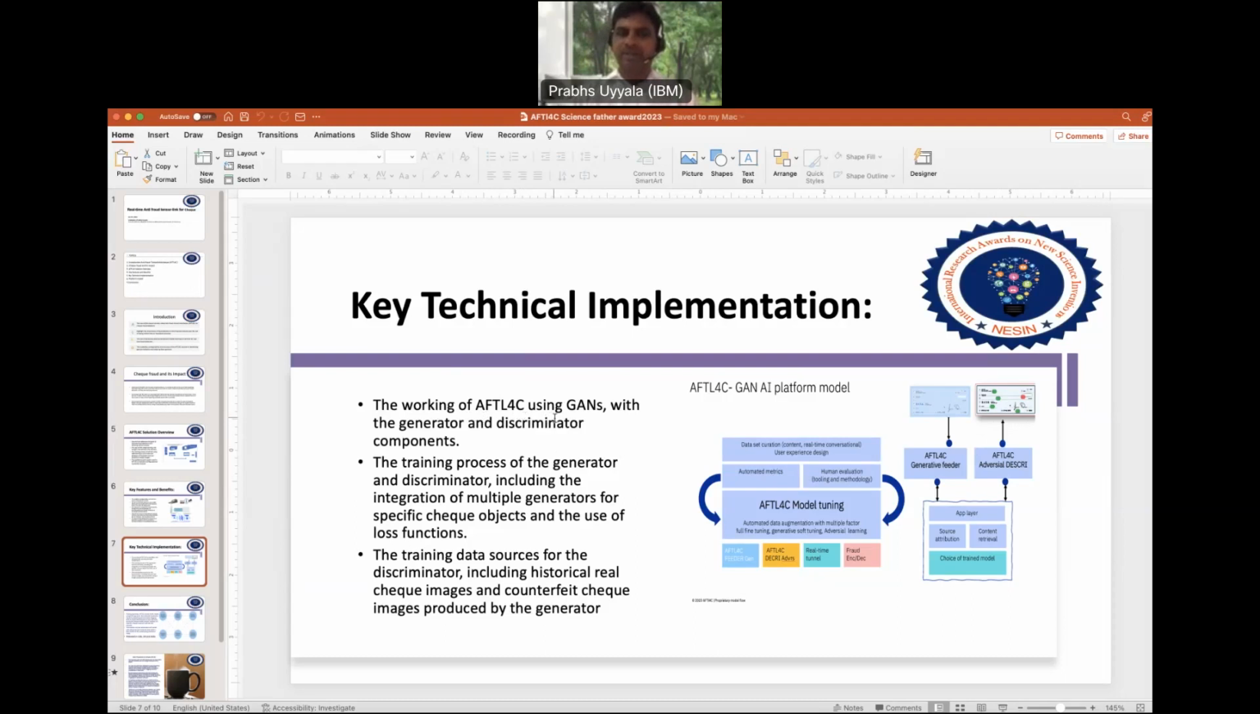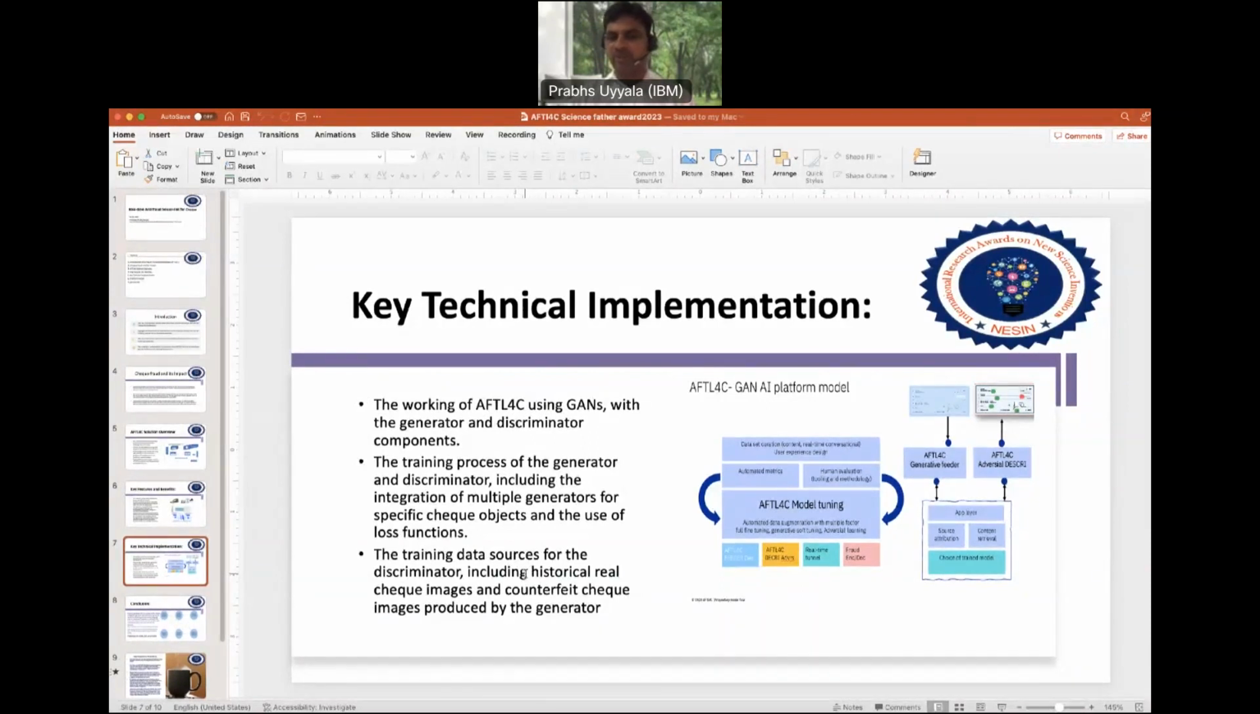The working of the AFTL using a GAN with the generator and discriminator components. The training process of the generator and discriminator, including integration of multiple generators for specific check objects, and the use of a loss function. The training data source for this discriminator includes the historical real check images and counterfeit check images produced by the generator.